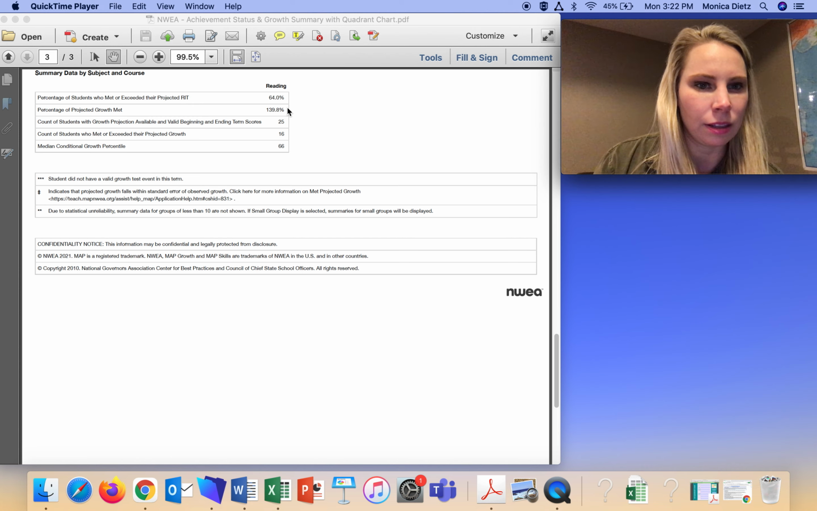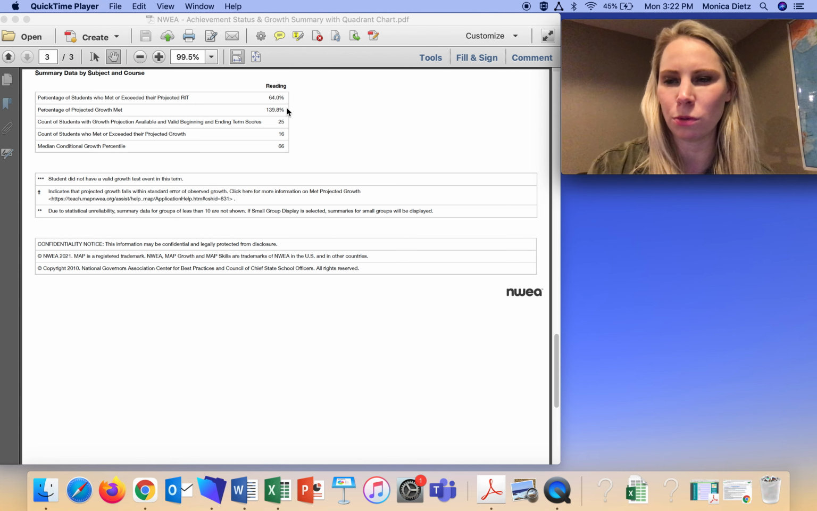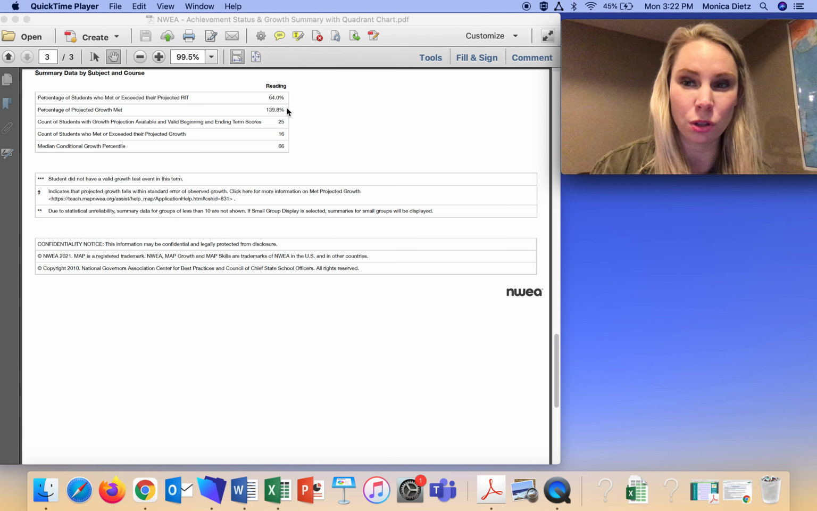And then this number right here, the percentage of projected growth met, that's just taking your whole class, adding up every kid's projection. So in this class, kids were expected to grow about 7, 8, 9 points, okay? Adding all of those up. And as a class, did you get there? So the norm percent here is 100, okay? This school did a little better.